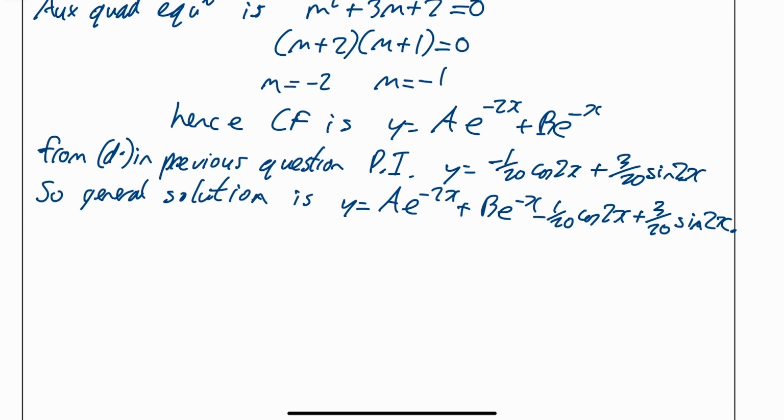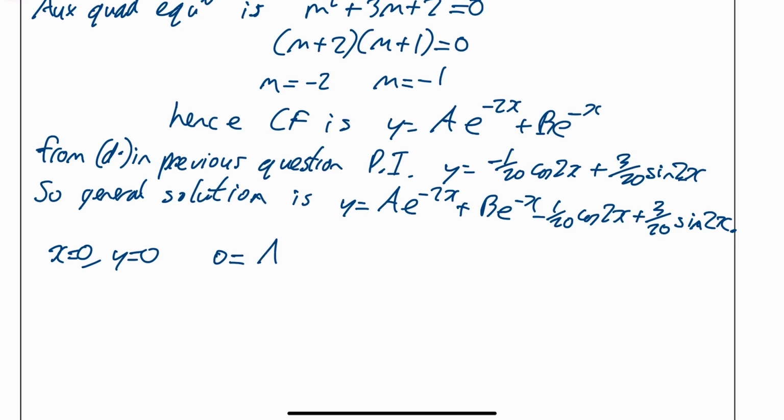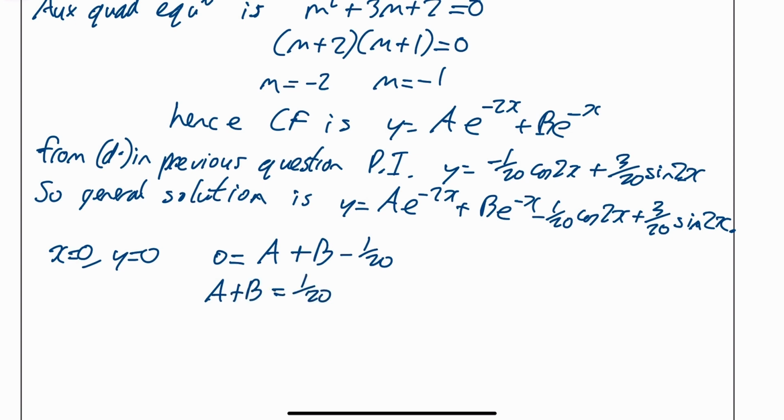So here, we know when x is equal to 0, y is equal to 0. That means 0 is equal to, put x equals 0 into that. E to the power of 0 is just 1, so that just becomes a. And then e to the minus x, when x is 0, e to the minus 0 is just 1 again, so that's going to be b. Then minus 1 over 20, and cos of 0 is 1, sine of 0 is 0, so that's what you get. I'm going to bring that across, and I'm going to say then just a plus b is equal to 1 over 20. And I'll call that equation 1, no reason why I can't call it equation 1.